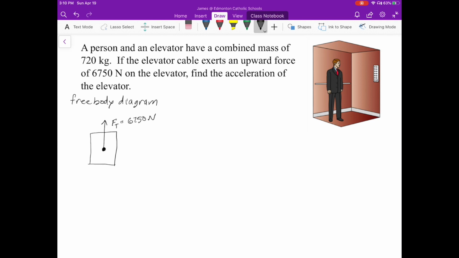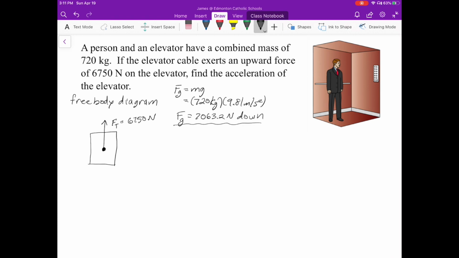We know the mass. I'm going to wait to calculate the weight before I draw the arrow in, because I don't know if it's bigger than the tension or smaller than the tension. So I'm going to find that out. I'm going to find the weight of the elevator. 720 kilograms times 9.81 meters per second squared. I get the weight to be 7,063.2 newtons. Obviously, that would be acting down.